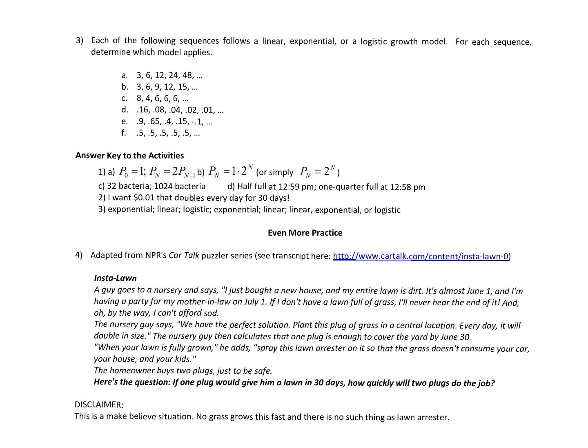So 3, 6, 12, 24, that is multiplying by 2, right? Times 2, times 2, times 2, times 2. So that is exponential growth. Okay, 3, 6, 9, 12, that's plus 3. 3 plus 3 is 6, plus 3 is 9, plus 3 is 12, plus 3 is 15. That makes that linear. And then 8, 4, 6, 6, 6. So I've leveled off at 6, which makes this logistic.